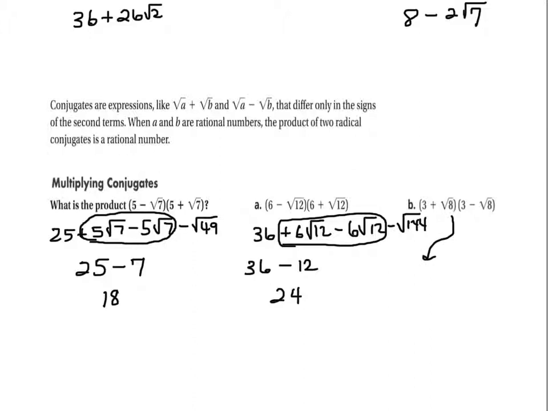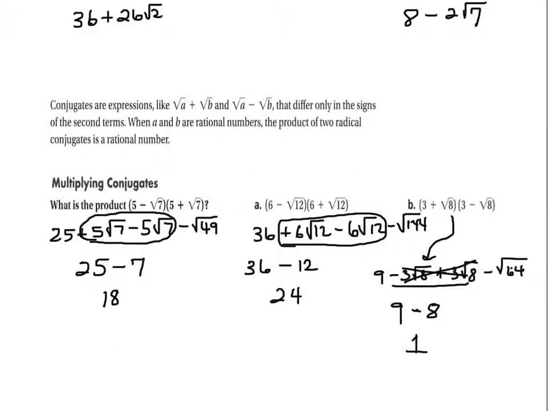One more example here. First times first is 9. Outside is negative 3 square root 8. Inside is positive 3 square root 8. And last is the opposite of the square root of 64. Again, these two terms are going to cancel each other out, and I'm left with 9 minus the square root of 64, which is 8. So my answer now is 1. So you can use conjugates to get rid of radicals anywhere you want, which is going to come into play very importantly in part 3.